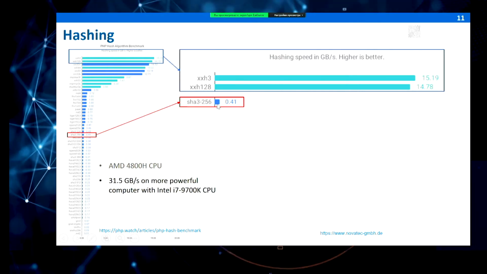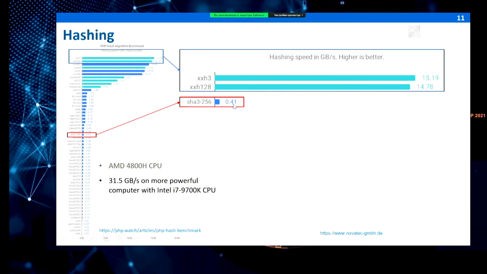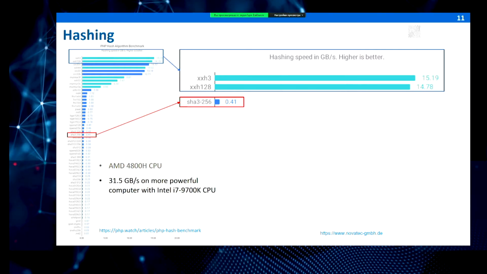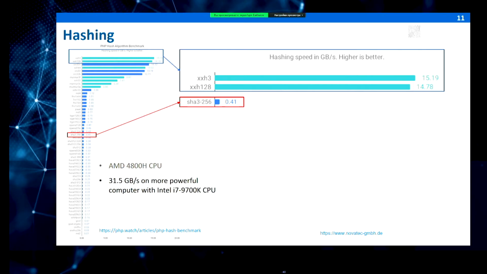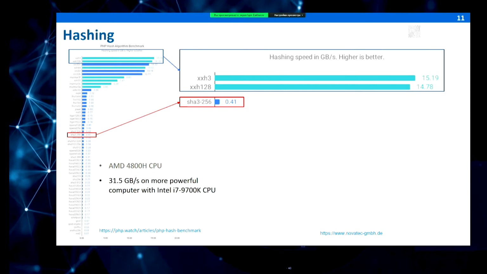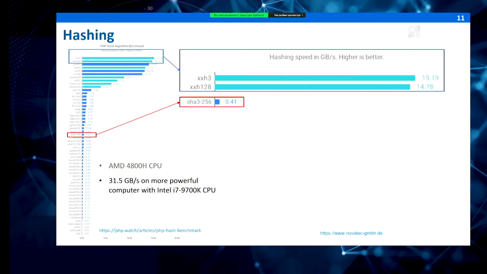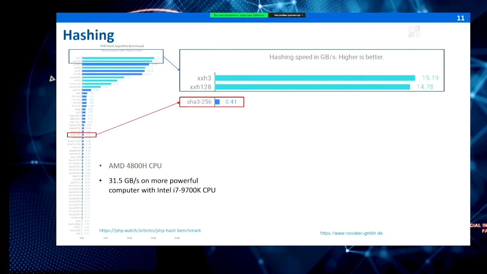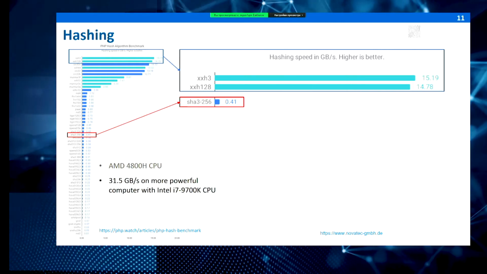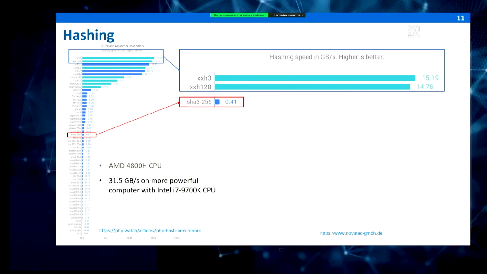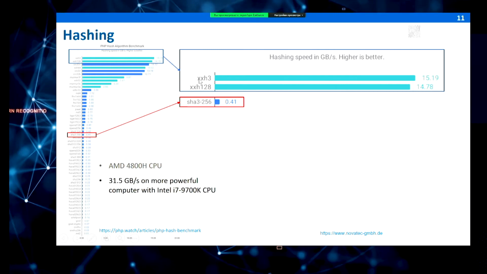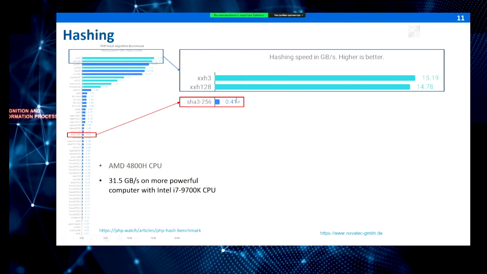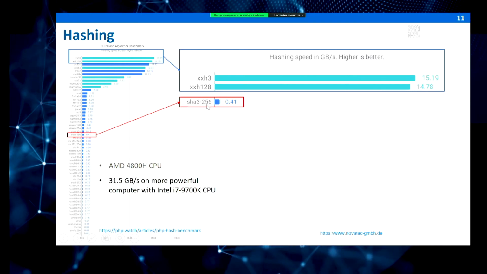SHA-256 has performed 0.4 gigabyte per second on a good, powerful computer. We conducted experiments with real images of 1 gigabyte size, and the speed was more than 10 times slower, or even slower, on similar types of computers, because you need to access data from the memory, etc. The best algorithms, for example, XXH3, perform 40 times faster than SHA-256.